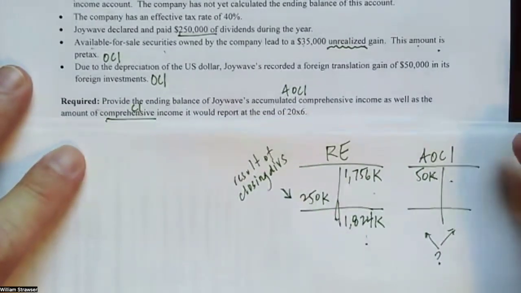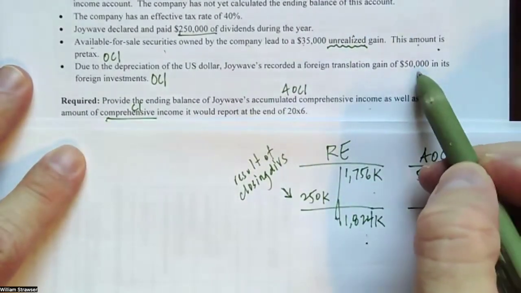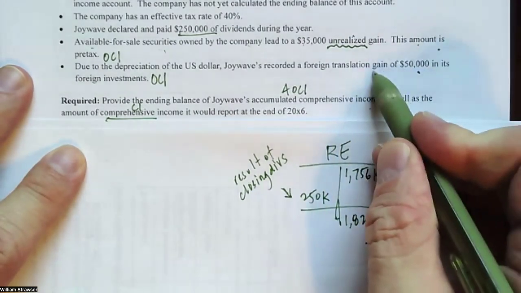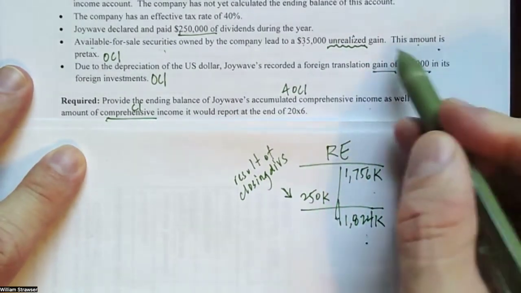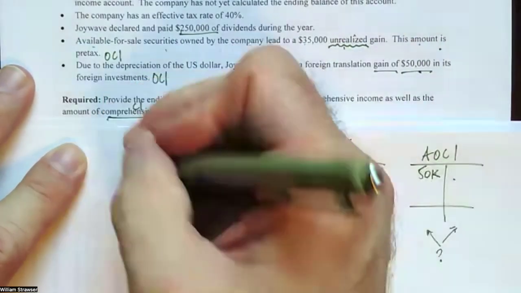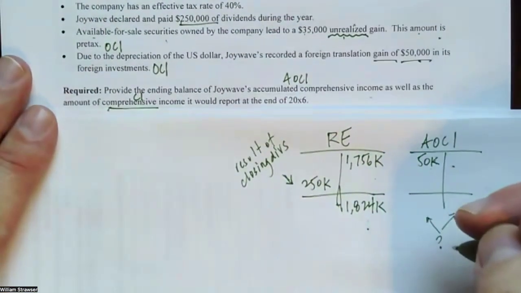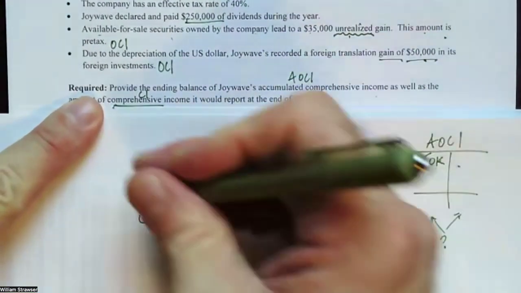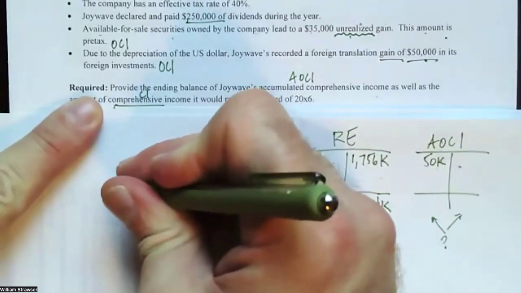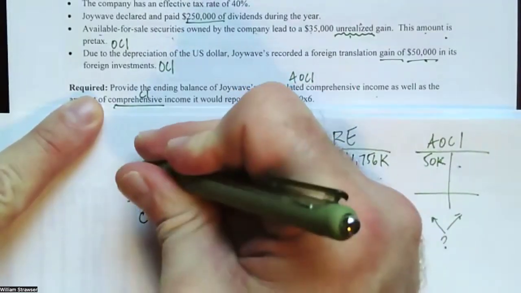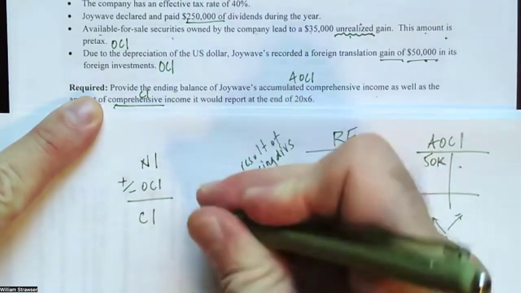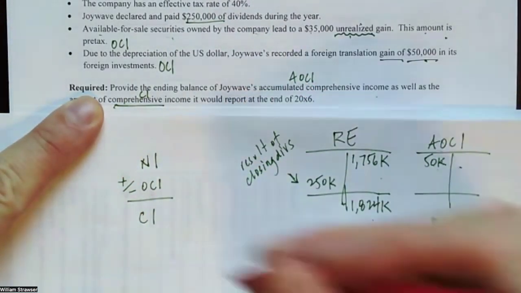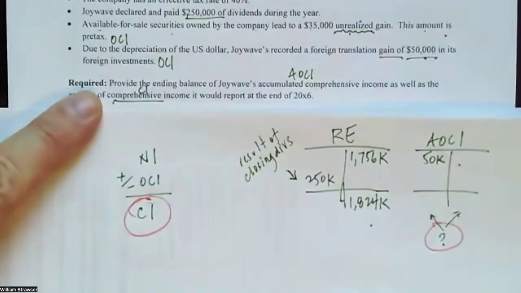So my two OCIs, 35,000 and 50,000, they're both gains. Gain here and gain there. They're both pre-tax. So if I had to figure out comprehensive income, remember comprehensive income comes from adding or subtracting my OCI, but starting at net income. So I want my balance here and I want comprehensive income. Those are my goals.